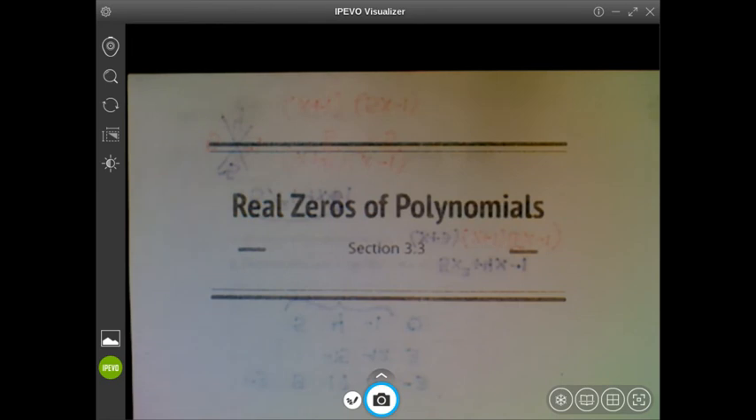When we say real, though, they don't have to be nice. They could be square roots. But what we won't see in this part is any i's, so any imaginary. And when we say the real zeros, we are finding all of the real locations where it crosses the x-axis. So essentially, we're finding all of the x-intercepts.